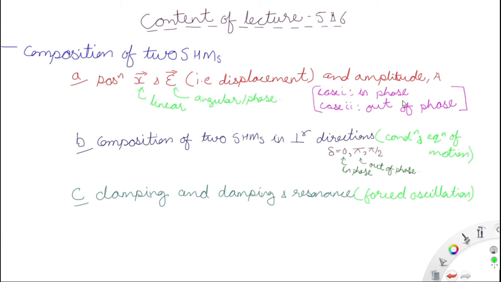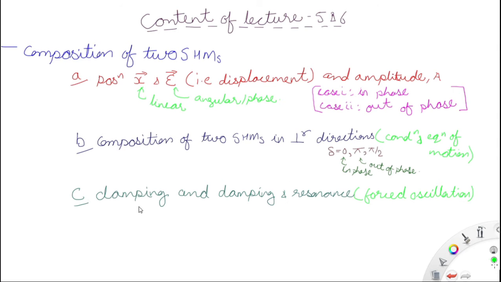Then we will see composition of two SHMs in perpendicular directions, which means two forces are acting in perpendicular directions, and both of them are causing simple harmonic motion. We will see the condition for that and the equation of motion. Here also we will see phase difference equal to 0, phase difference equal to pi, and phase difference equal to pi by 2, which means 0 degree, 180 degrees and 90 degrees.